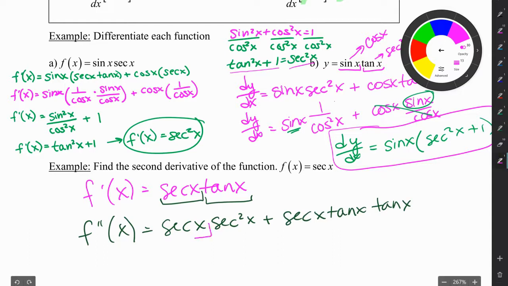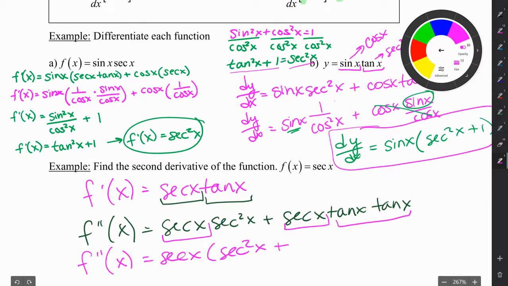Looking at this, I have a secant as part of each of the two terms, so I can factor that out. So f double prime of x is secant of x times secant squared x, plus I have tangent times tangent, so that would be tangent squared x. Maybe this is a Pythagorean identity. So when I go back up here and look again, tangent squared x plus 1 equals secant squared x. If I want to move the tangent squared to the other side to be with the secant squared, it would be secant squared x minus tangent squared x. Well, I have a plus, so that means that this is all I can really do with this problem.